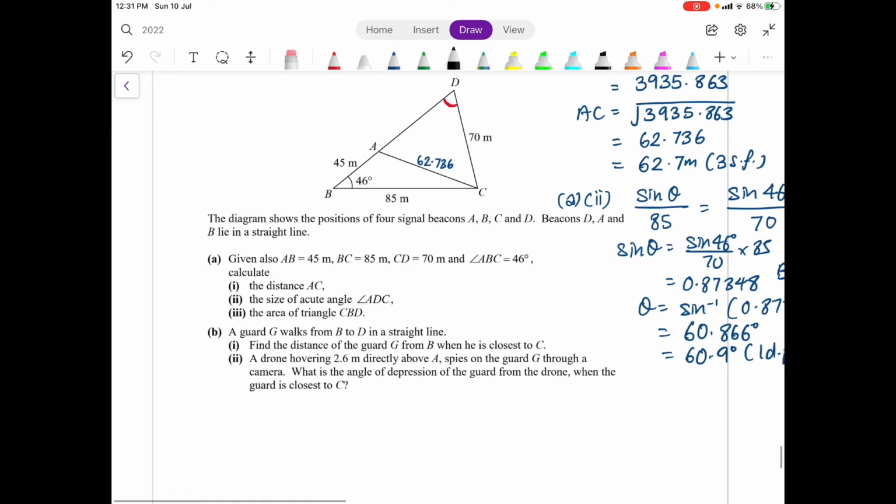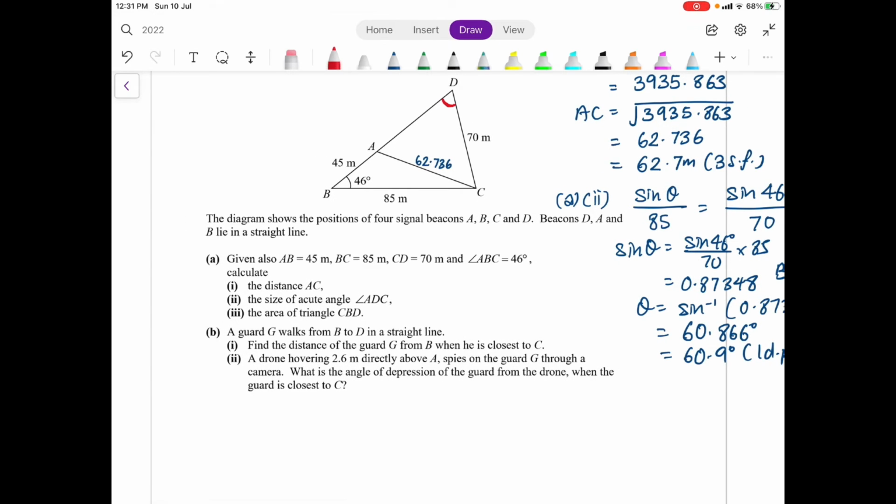Part B will be 3D trigo. Okay, this is further trigo. This is 3D trigo. Note 7C, which is this worksheet. Further trigo is worksheet 6.